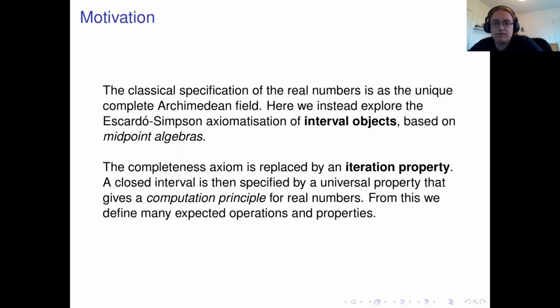The completeness axiom in the classical setting is replaced by an iteration property. A closed interval is then specified by a universal property that gives a computation principle for real numbers. And from this, we derive many expected operations and properties.